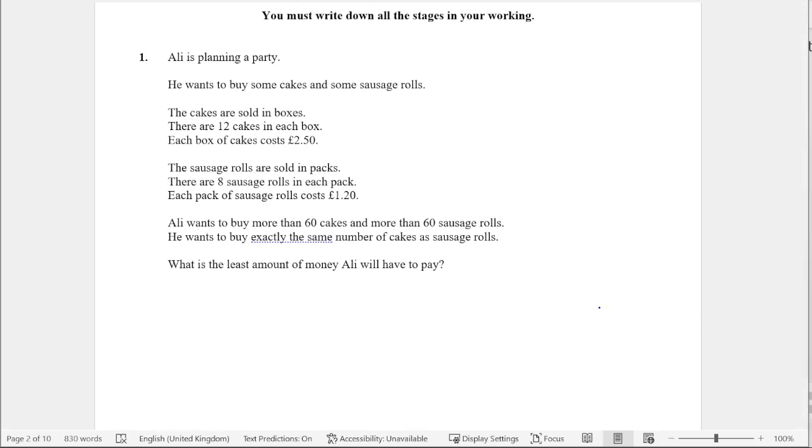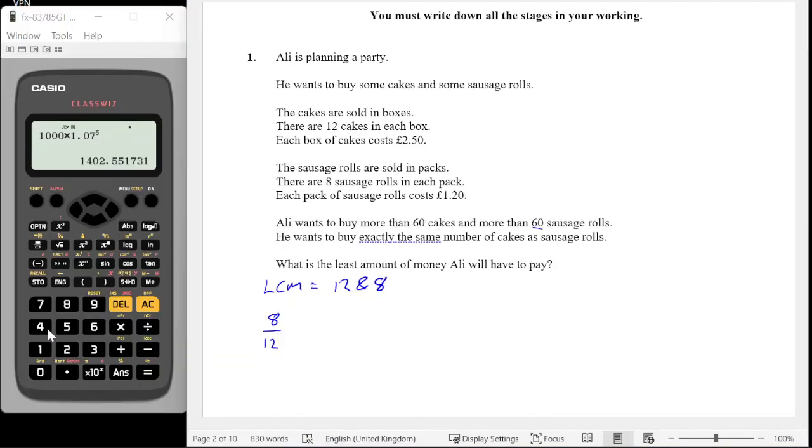To start this off, I'm going to find the lowest common multiple of 12 and 8. It needs to be the lowest common multiple greater than 60, if that makes sense. The most straightforward way on a calculator paper of finding the lowest common multiple of two numbers is to cancel it down as a fraction. So let me just bring up my calculator. Okay, so 8 over 12 simplifies down to 2/3.